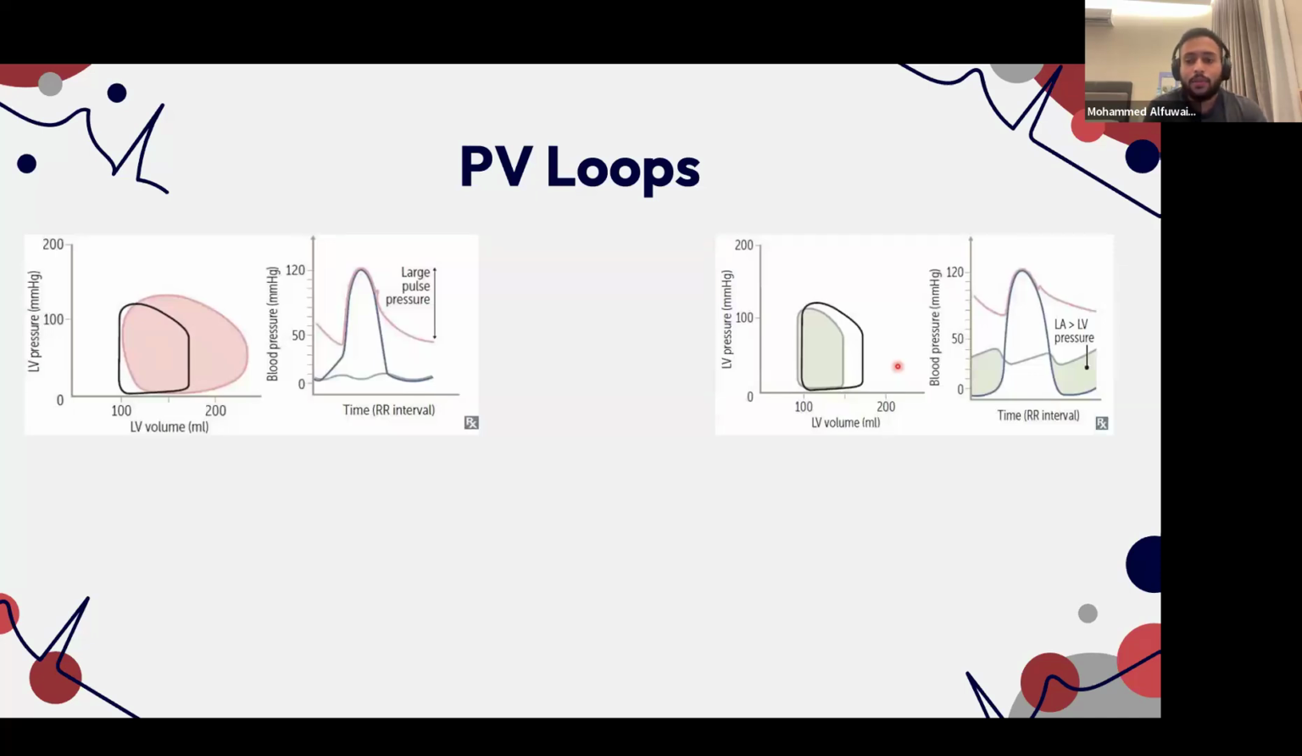The end diastolic volume is less, meaning there's less blood going to the ventricles. Why would less blood go back to the ventricles? Mitral stenosis. The mitral valve can't open properly.